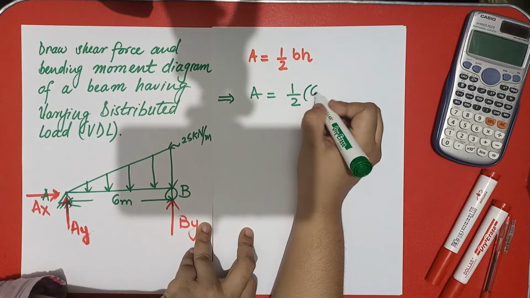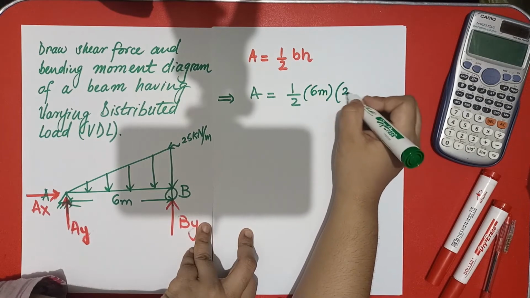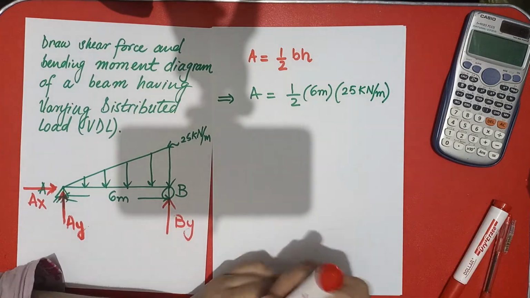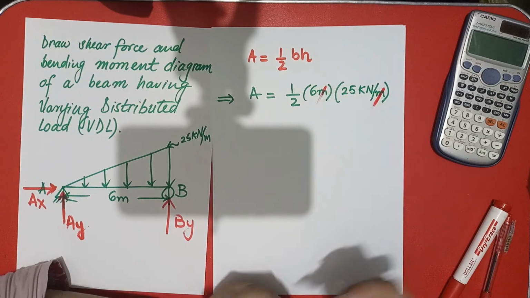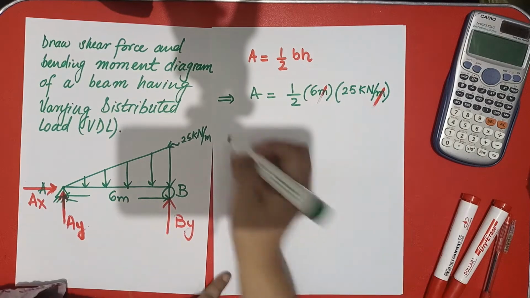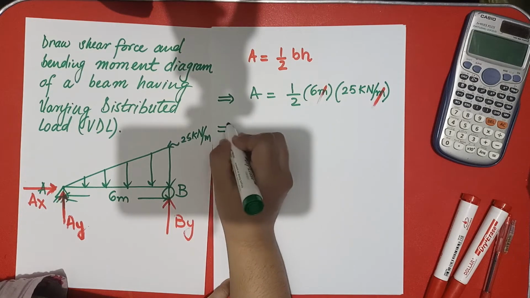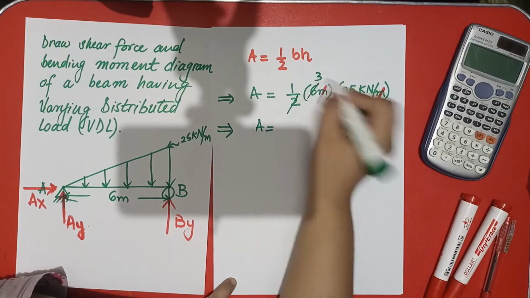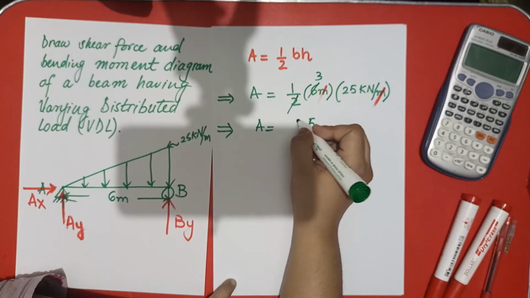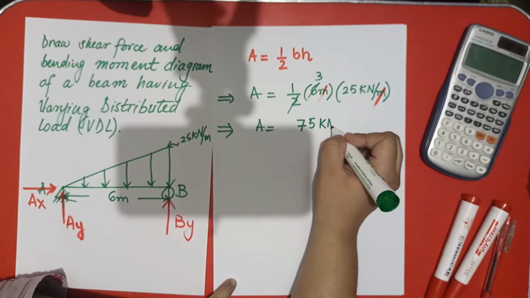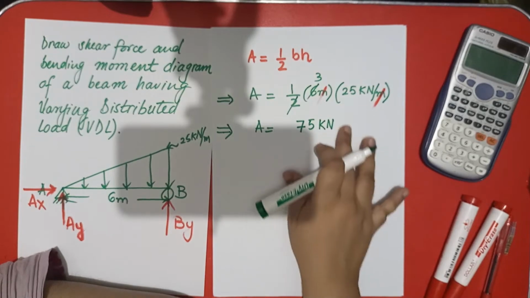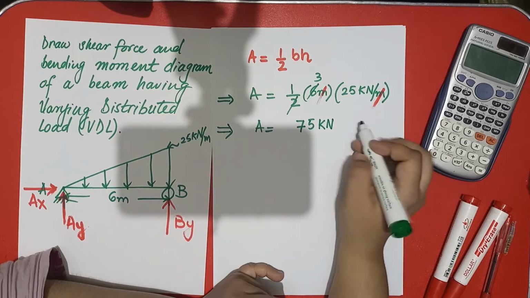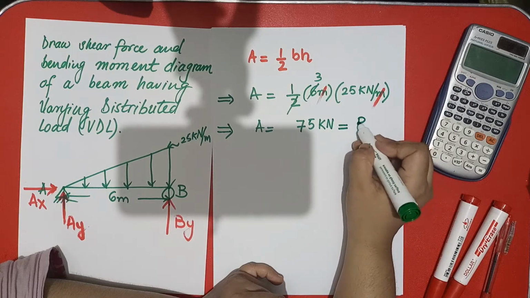I will put down 6 meter and 25 kilonewton per meter. When I cancel meter with meter, what will be the answer? Area is equal to 2 into 3, 6, 3 fives are 15, 3 twos are 6, and it comes out to 75 kilonewton. If you look at this unit, is it the unit of area? No, it's not the unit of area. So this will be your P, this is your point load.